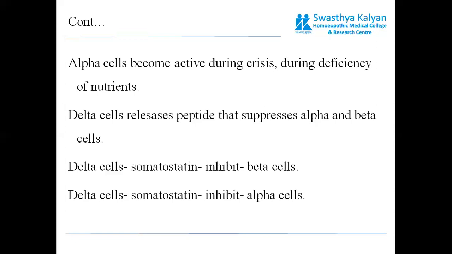Now we come to delta cells. What do delta cells do? Delta cells or the D cells or the dog cells. D stands for dog. Doggy cells. They are like very jealous cells. They are beautiful ladies and alpha males, macho men. The dogs are very jealous of the alpha males and the beautiful ladies. They release a peptide that suppresses the alpha and the beta cells.